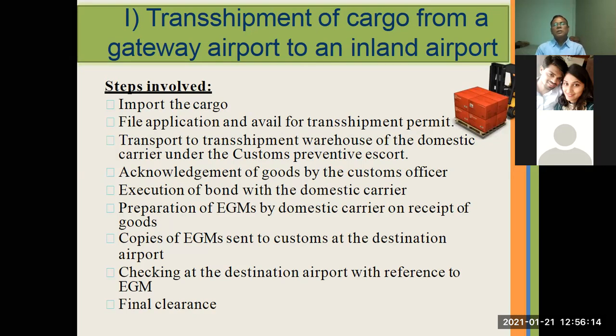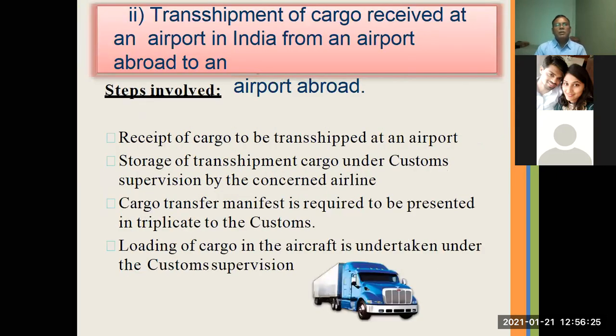Then the third party, meaning the freight forwarder and ground handler, will come into the picture. They will take the delivery on your behalf and deliver it to the destination airport. So this is a step involved. Then similarly, receipt of cargo, transshipment at the airport, and storage.